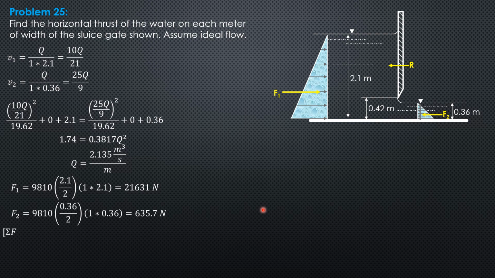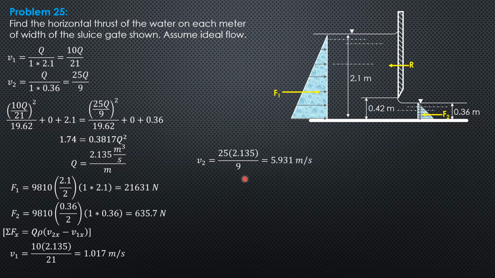Substitute into the summation of forces in X equals Q rho times (V2X minus V1X), where V2X is just V2 and V1X is just V1. V1, by the way, is 10 times Q, which is 2.135, over 21, so 1.017 meters per second, and V2 is 25 times 2.135 over 9, 5.931 meters per second.